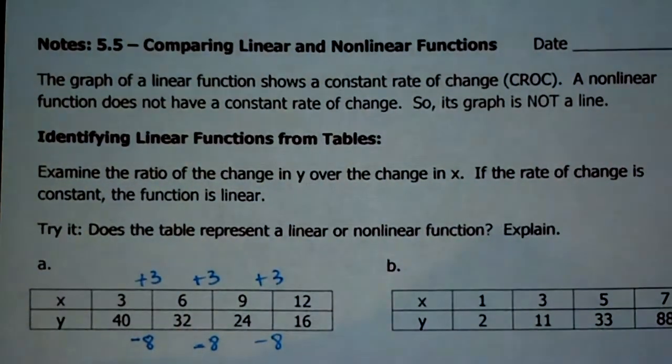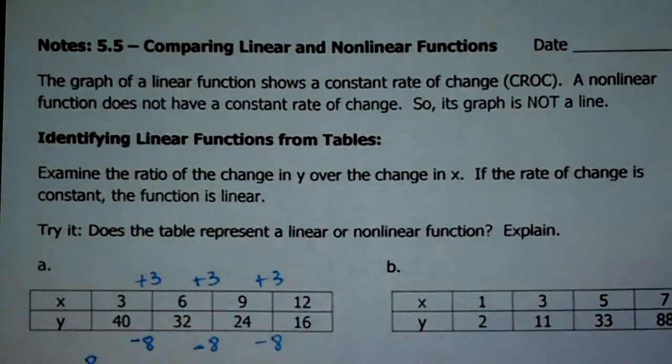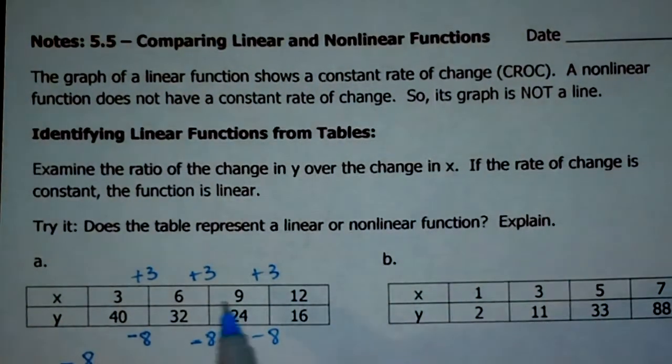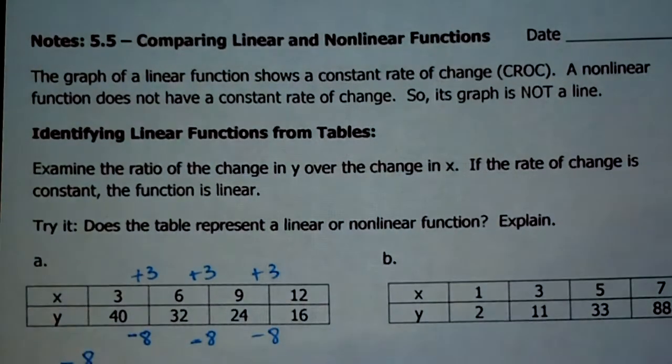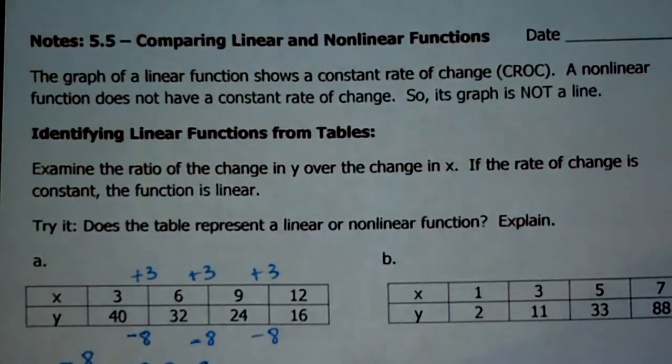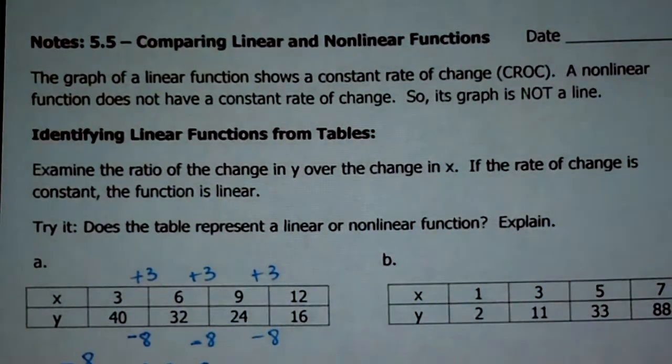So if I did my slope, the change in y over the change in x would be negative 8/3, and that happens every single time. So because it happens every single time, that's a crock. It's a constant rate of change. So yes, it's linear. That's how you would identify it from a table.